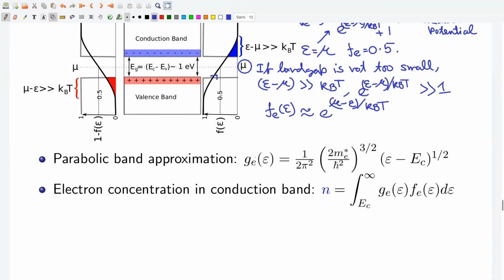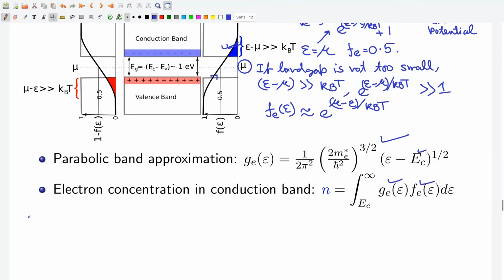We use parabolic band approximation such that the density of states is given by this expression, where m_e star is the effective mass of the electron and EC is the energy at the conduction band edge. Electron concentration in the conduction band at some finite temperature is given by the integral of density of states times the Fermi function. This integral is equal to the area under this blue shaded region.